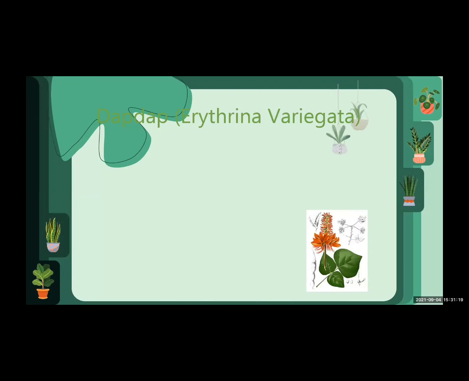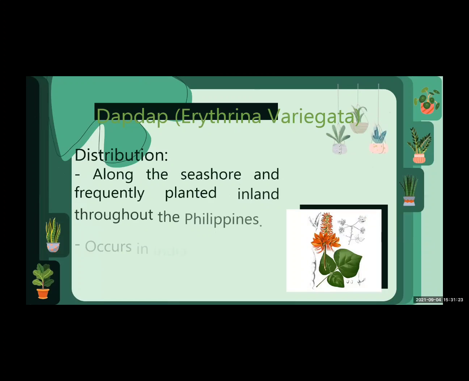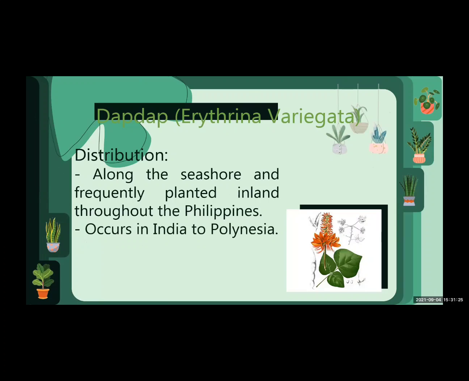So the first species that can be found at the beech forest is the dap or Erythrina variegata. Its distribution is along the seashore and frequently planted inland throughout the Philippines and occurs in India to Polynesia. So makita-an dyan siya kasagaran sa Philippines.